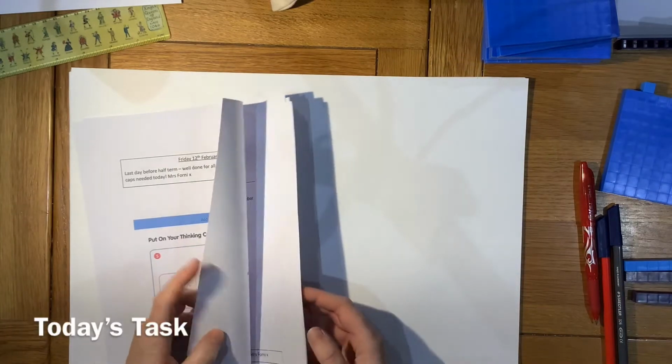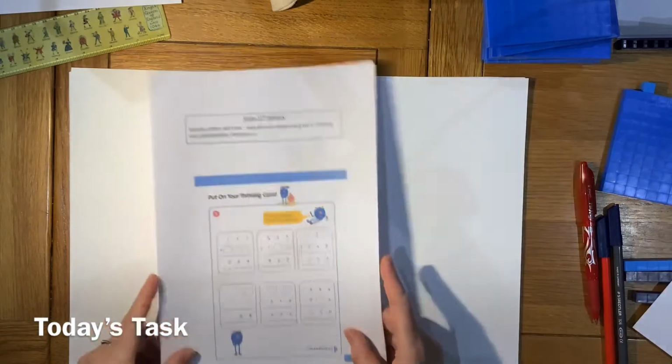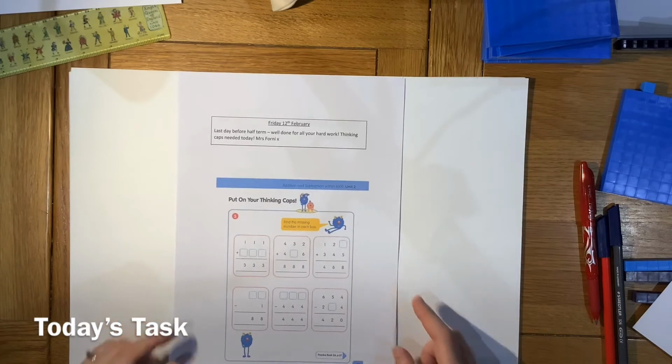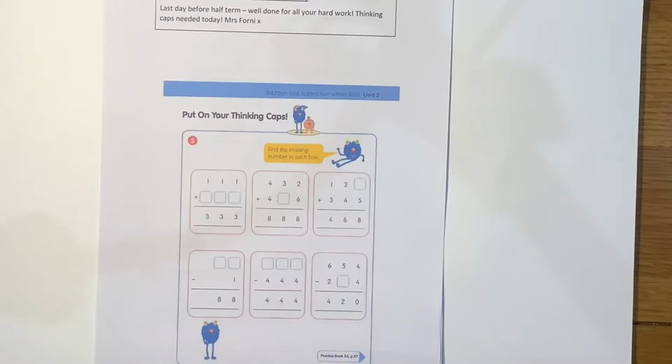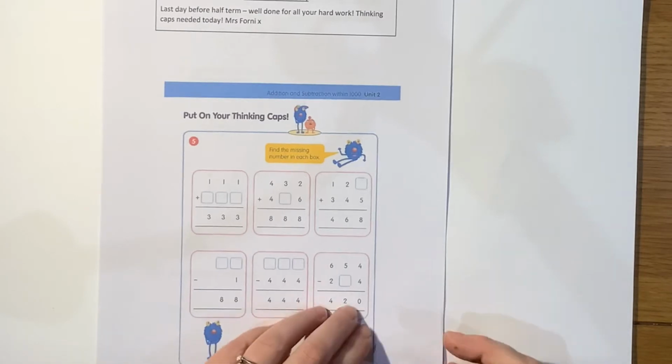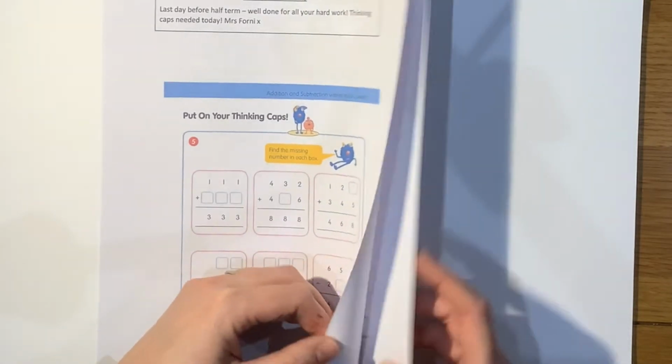Now, these are quite a challenge. So if you found things quite hard, you might prefer to go back and have a look at some of the activities from this week and do a little bit of revision. But if you want to, you can have a go at this, which is where you have to work out the missing number in each box. It's quite tricky and you might find equipment will help you here.